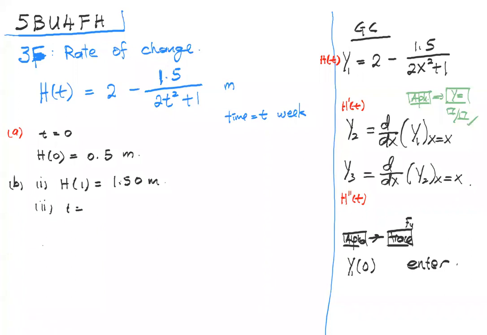Okay, part 2. You have to be very careful. t equal to 14 days. I cannot key this into my calculator because time is in weeks. So you better be careful of the unit of measurement. So 2 weeks. Therefore, I'm looking for h(2). So what is the answer? 1.83.